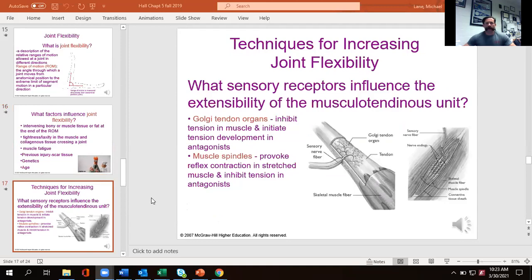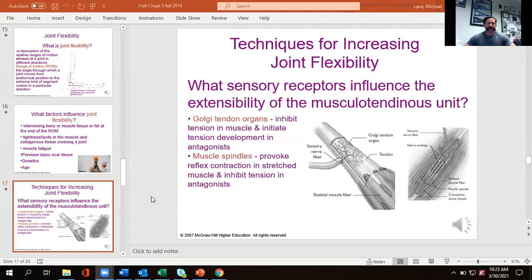So now, when it comes to increasing joint flexibility, we have what's known as Golgi tendon organs and muscle spindles. And muscle spindles detect stretch upon the muscle, and when they detect stretch upon the muscle, they tell the muscle to contract so we don't tear the muscle. Now, Golgi tendon organ is going to detect stretch upon the tendon. And whenever the tendon is stretching too far, it's going to tell the muscle to relax so we do not risk tearing the tendon itself.